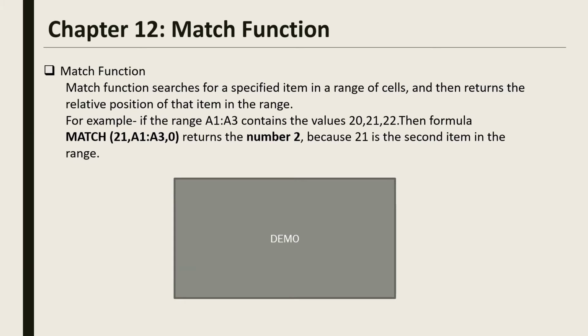See, the MATCH function returns the position of the value where it is residing. For example, let's take a range A1 to A3, which has the values 20, 21, 22, and we input the values in the MATCH function. The first value is the lookup value, that is 21, then the given array A1 to A3, and the exact match value 0. So it will return the number 2, because the number 21 is in the 2nd position in the range. Let's do the exercise, it will be much clearer now.